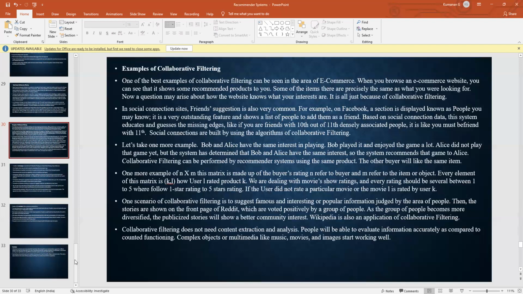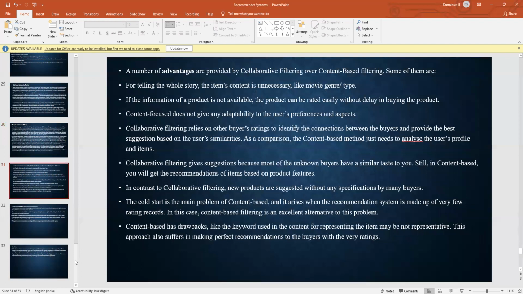Collaborative filtering does not need content extraction analysis. People will be able to evaluate information accurately as compared to computed functioning. Complex objects or multimedia like music, movies, and images work well. Advantages and disadvantages of collaborative filtering. For telling the whole story, the item's content is unnecessary, like movie genre and type.